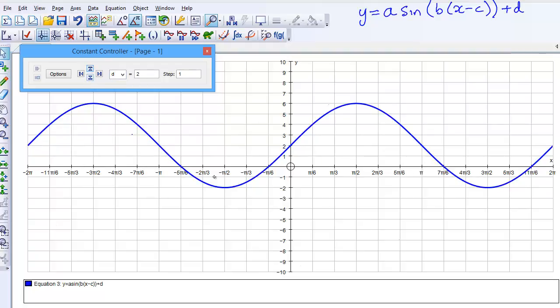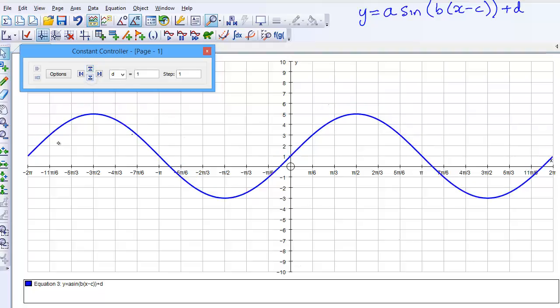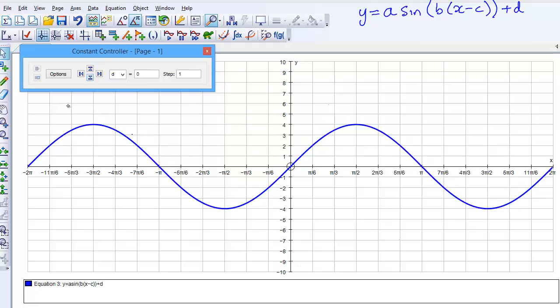So if we do that with a equal to 4 and d equal to 2, then the mean line has moved up to 2, so it goes up 4 and down 4 from 2. So a maximum of 6 and a minimum of -2. So let's just put that back to there, and I'm going to leave the a as 4. It's a nice bigger curve for us to look at with the others.